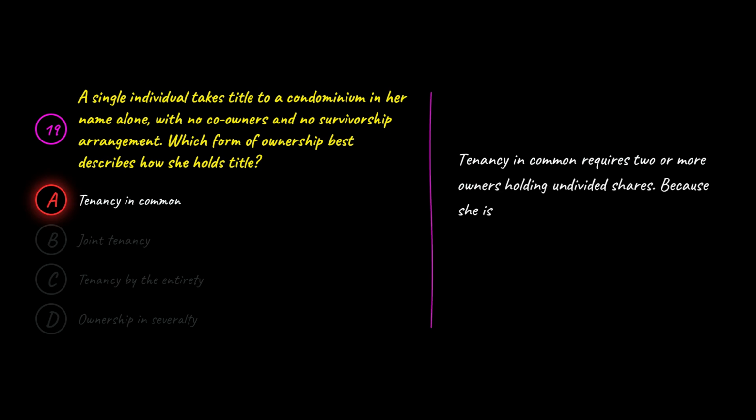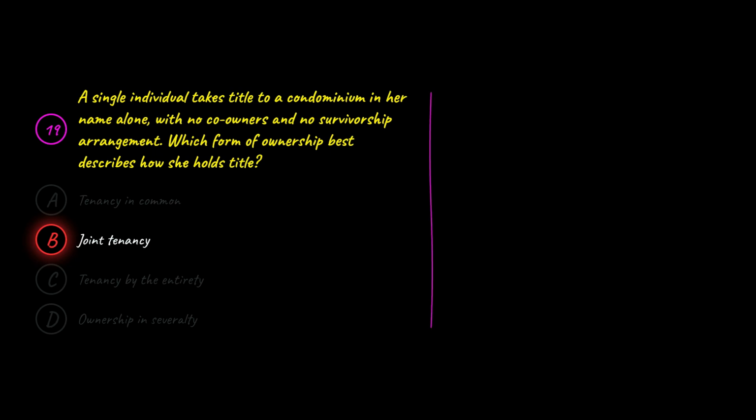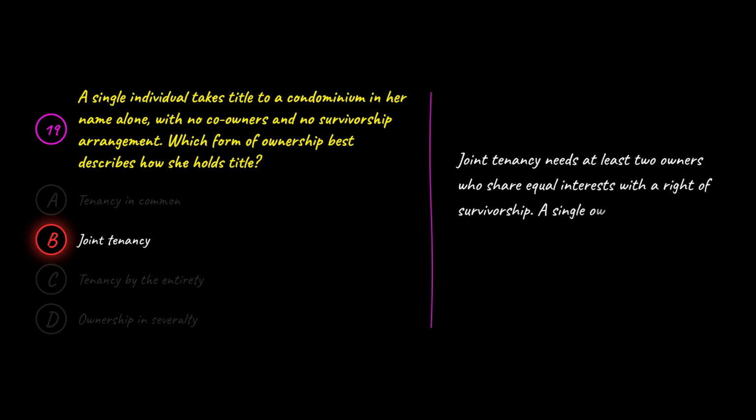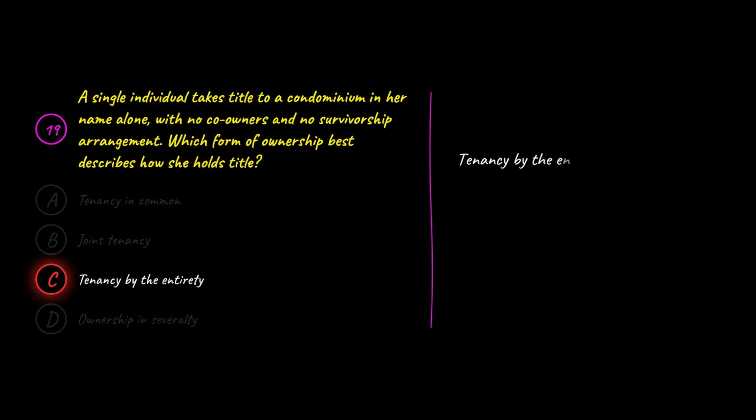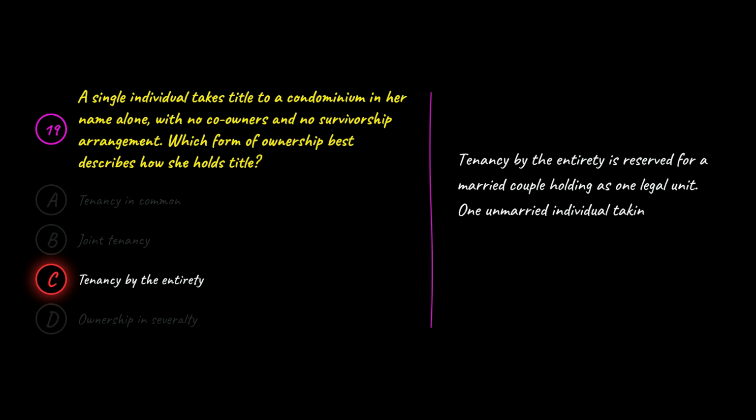Because she is the sole owner with no one sharing title, there is no co-tenancy of any kind to describe here. B is wrong because joint tenancy needs at least two owners who share equal interest with a right of survivorship. A single owner cannot form a joint tenancy since there is no second tenant to survive to. C is wrong because tenancy by the entirety is reserved for a married couple holding as one legal unit. One unmarried individual taking title alone does not meet that requirement, so this form cannot apply.